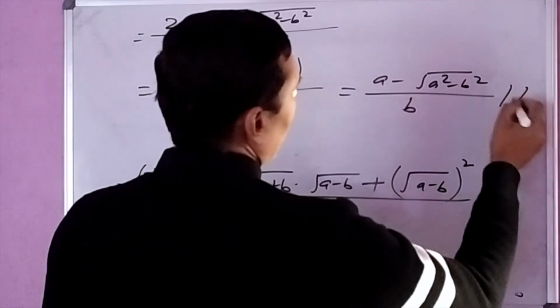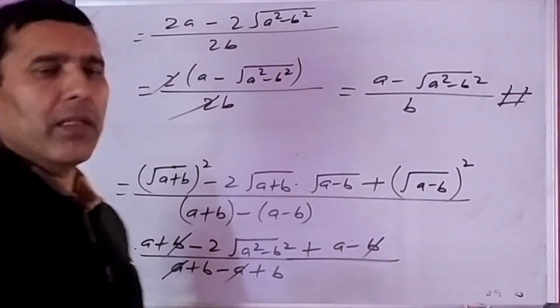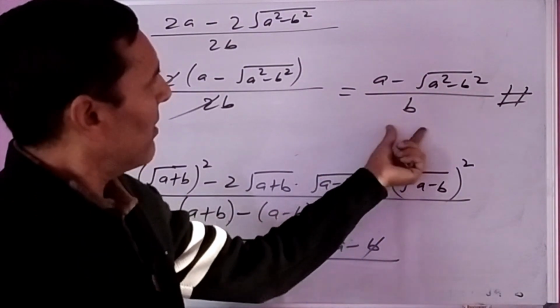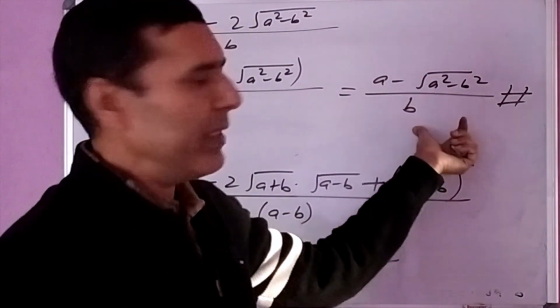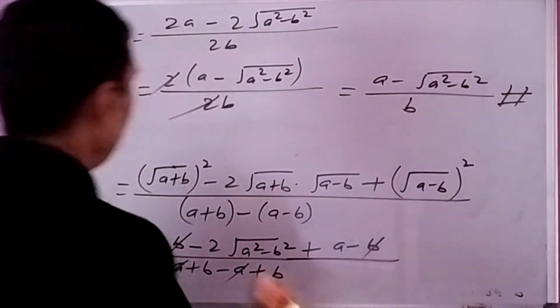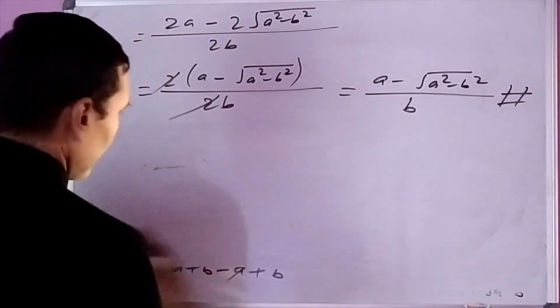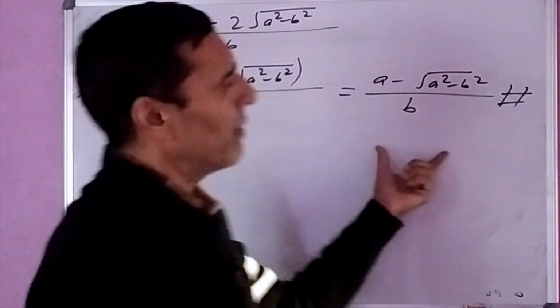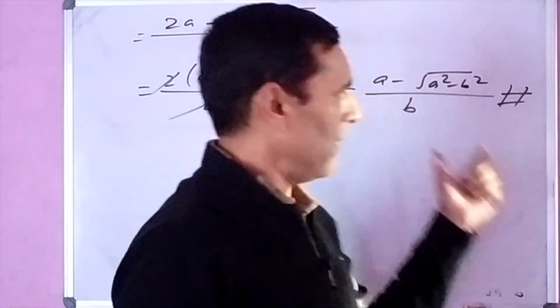So we have simplified this also by rationalizing the denominator, and in final answer also the denominator it is b only, and now further simplification is not possible. Therefore this is the answer of this question.